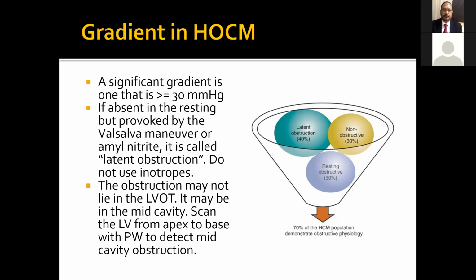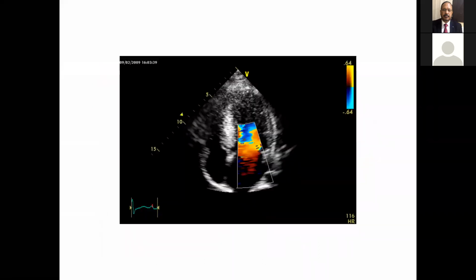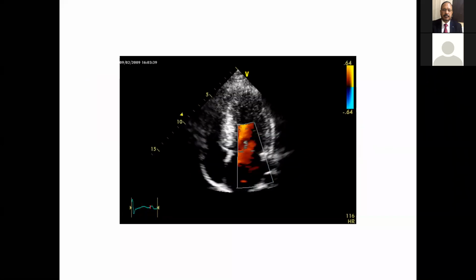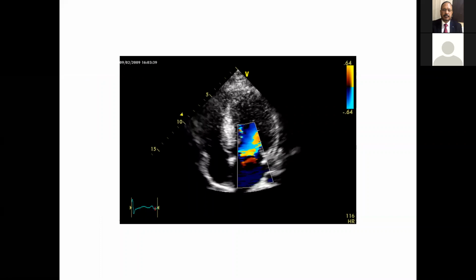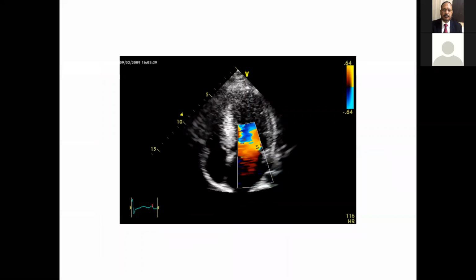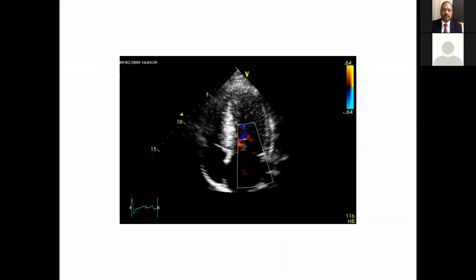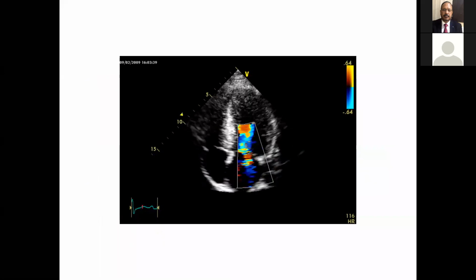Remember that the obstruction may not lie in the left ventricular outflow tract. It may be the mid cavity. So as I told you, you will have to scan the LV from the apex to the base with a pulse wave Doppler sample volume to detect mid cavity obstruction. This is mitral regurgitation caused by hypertrophic cardiomyopathy. If there is SAM, there is LV outflow tract obstruction, and there is also mitral regurgitation. When one exists, the other has to be present.